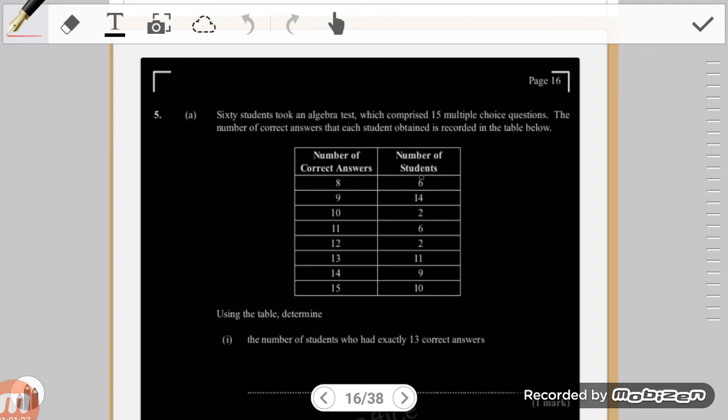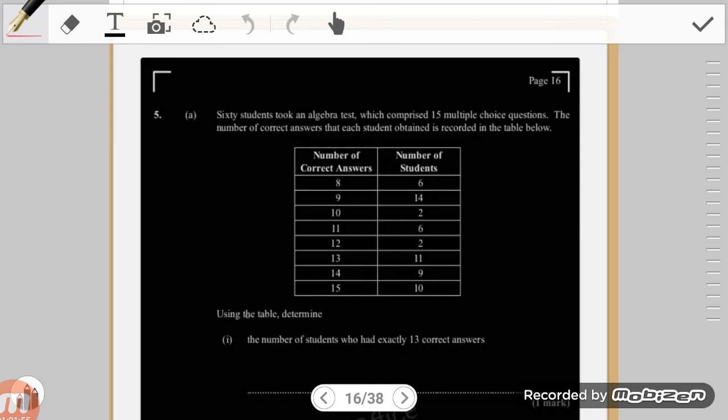So the interpretation is telling me here that 6 students got a total of 8 answers right out of the 15 multiple choice questions. 14 students got a total of 9 out of the 15 multiple choice. 2 students got 10 out of 15. 6 students got 11 out of 15. 2 students again got 12 out of 15, and so on and so forth.